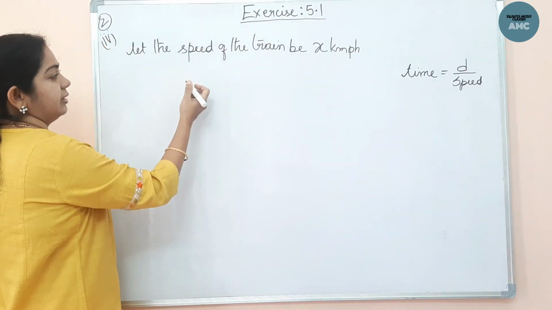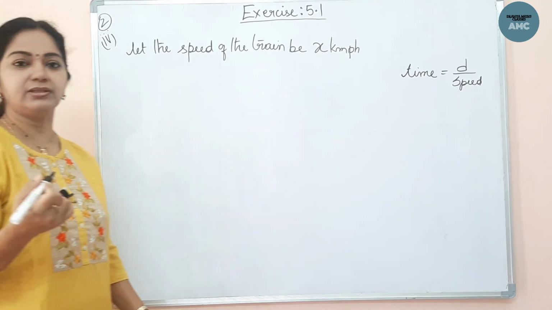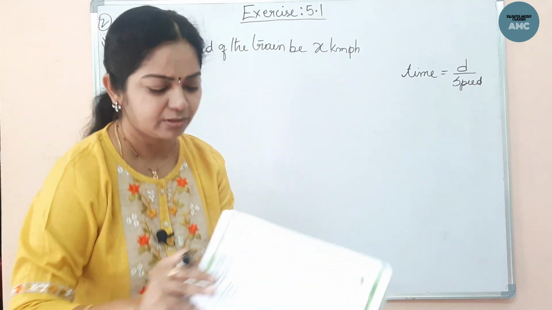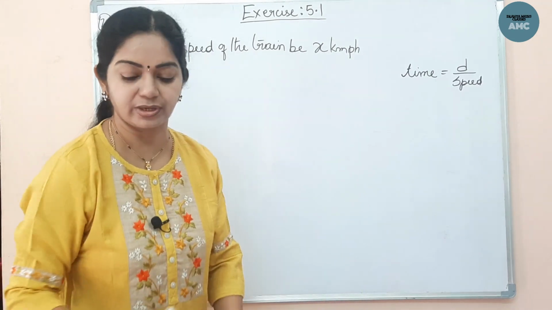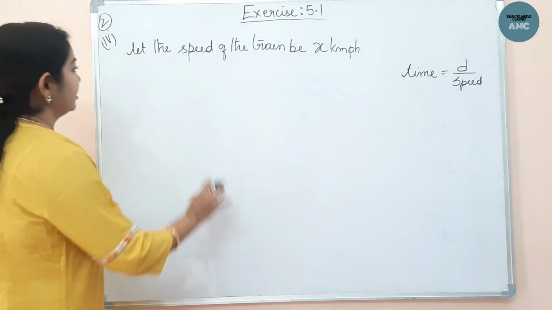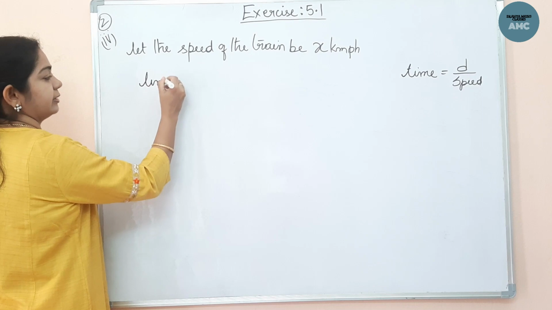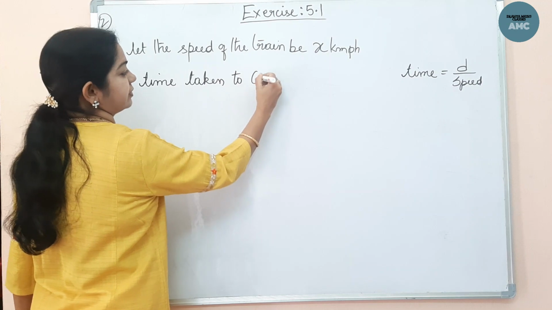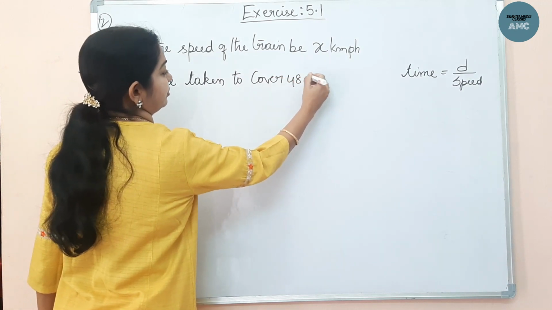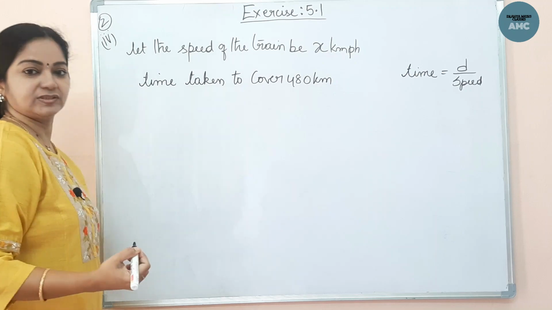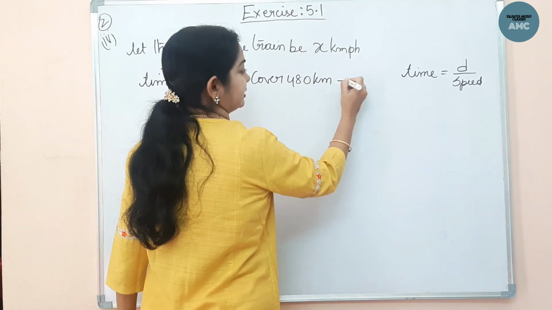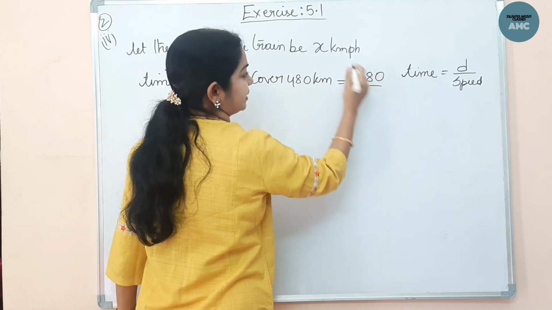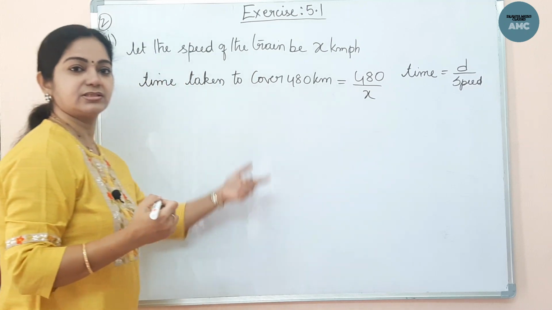Now let us see the time given in the problem. It travels a distance of 480 kilometers at a uniform speed. Now let me take the time taken to cover 480 kilometers. The time is equal to distance by speed. The distance is 480, by speed x. So this is the time taken.